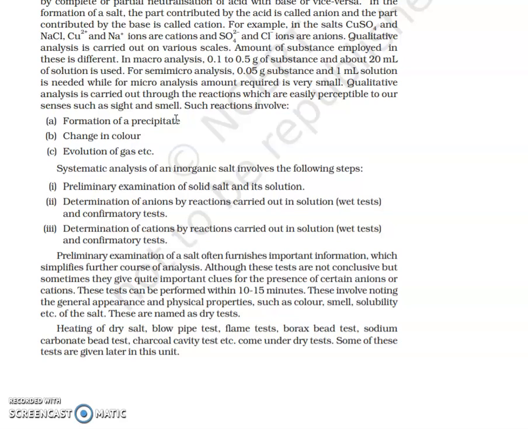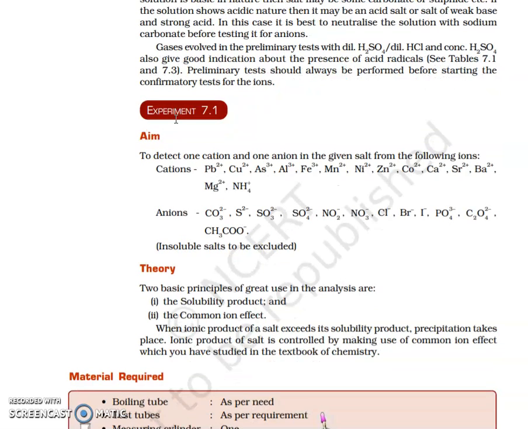You know, my friend, preliminary examination of a salt often furnishes important information which simplifies the further course of analysis. Although these tests are not conclusive, sometimes they give quite important clues for the presence of certain anion or cation. So you can see the aim of the experiment: to detect one cation and one anion in the given salt from the following ions.